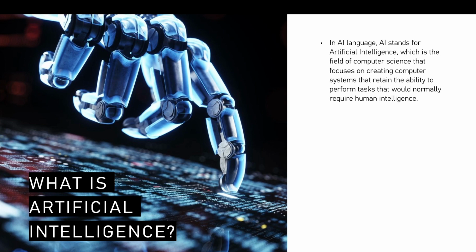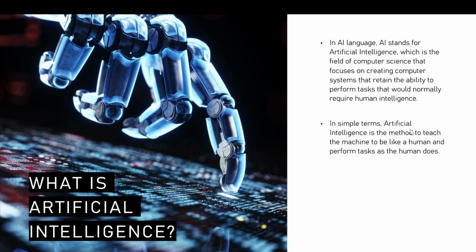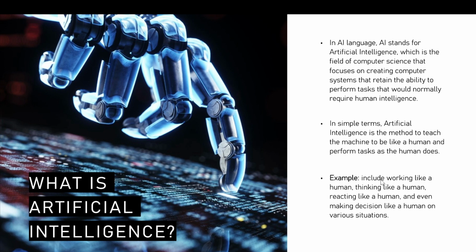AI stands for artificial intelligence, which is the field of computer science that focuses on creating computer systems that have the ability to perform tasks that would normally require human intelligence. In simple terms, artificial intelligence is a method to teach the machine to be like a human and perform tasks as a human does. The examples include working like a human, thinking like a human, reacting like a human, and even making decisions like a human in various situations. So in short, AI is the algorithm that makes a machine capable of taking its own decisions like a human does.